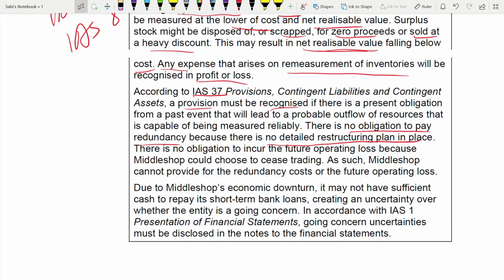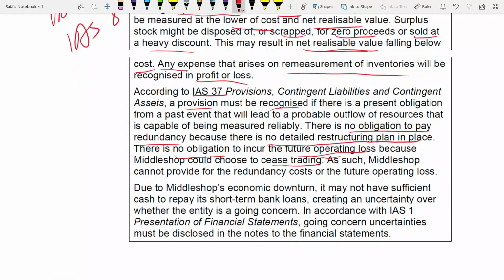And whenever you are applying this standard, always think this is a current issue, pandemic. Okay, or you can name it under natural disaster, the main topic. So this you do not recognize. Sorted. That's redundancies. What about the future operating losses? Here also there is no obligation, because they can avoid these operating losses. How? By choosing to cease trading.